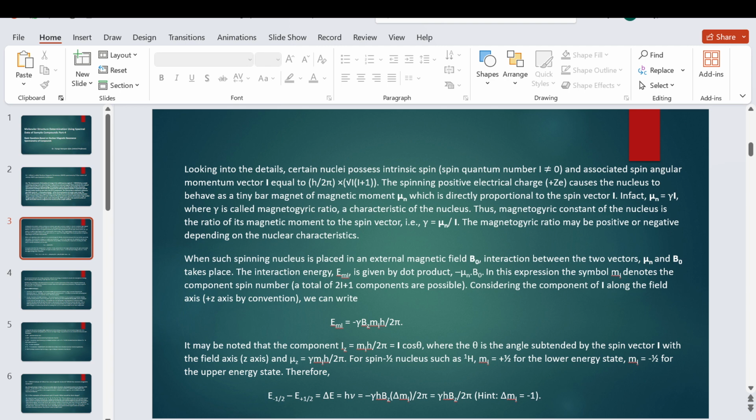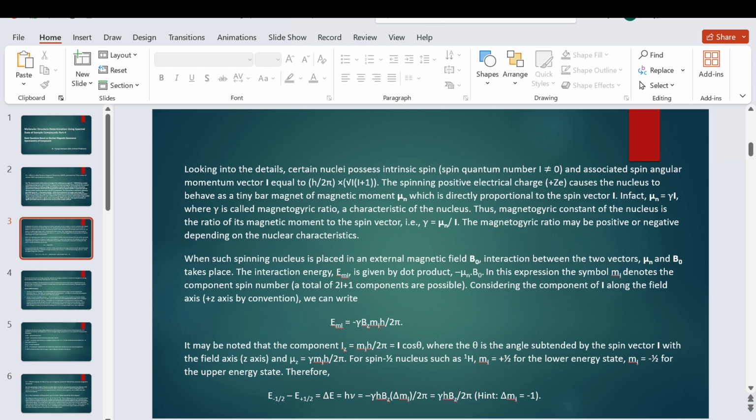Considering the component of I along the field axis, we can write E(Mi), that is energy, equal to minus gamma Bz Mi h upon 2 pi. It may be noted that the component Iz equals Mi h upon 2 pi, equal to I cos theta, where the angle theta is subtended by the spin vector I with the field axis, that is the z axis, and mu z equals gamma Mi h upon 2 pi.